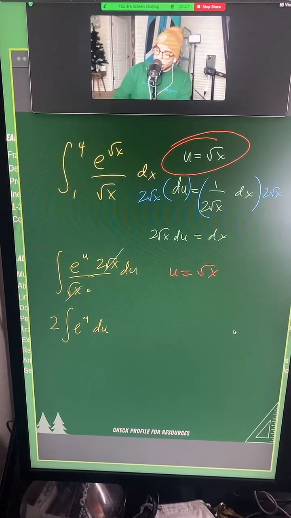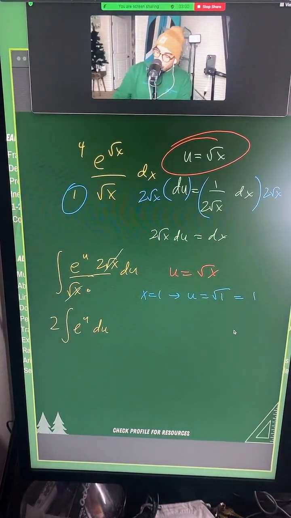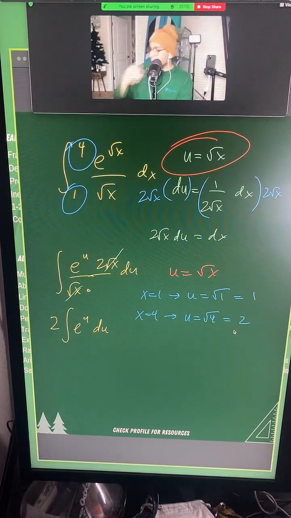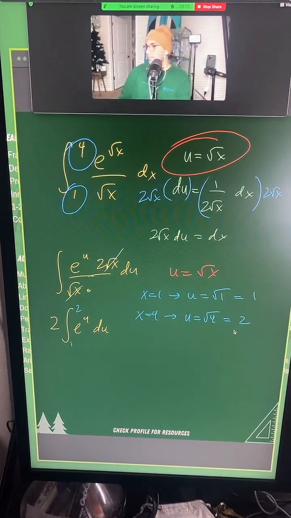Very helpful. So if I focus on the bottom parameter, which was 1, when x was equal to 1, u is equal to root 1, which is 1. And then if I focus on the 4, whoops, looks like I erased it. If I focus on the 4, when x is equal to 4, u is equal to root 4, and that is equal to 2. So look at my new parameters. These are from 1 to 2.